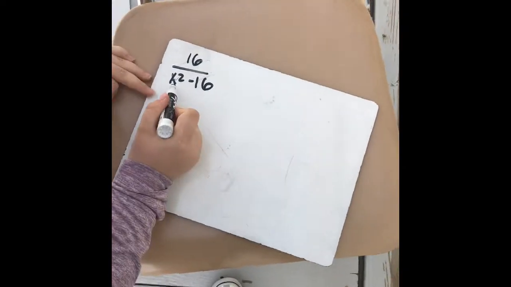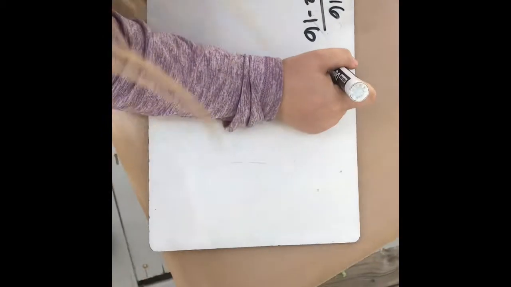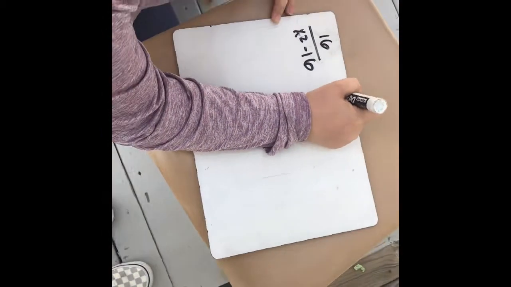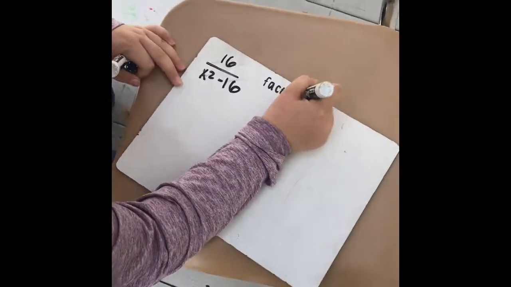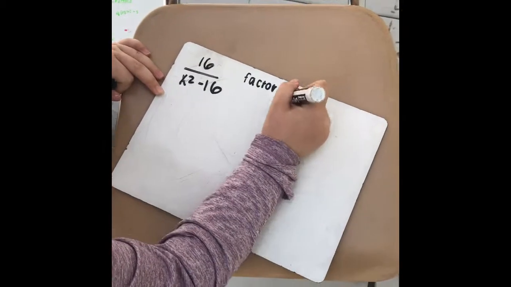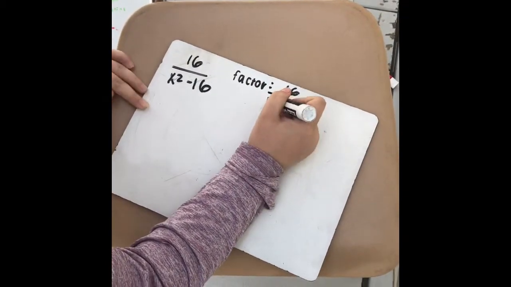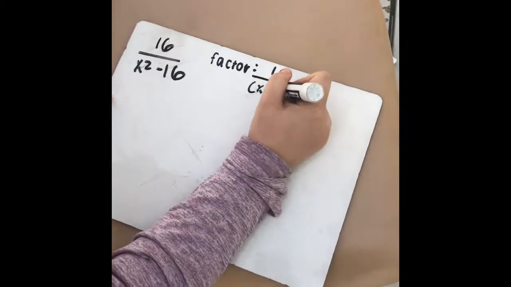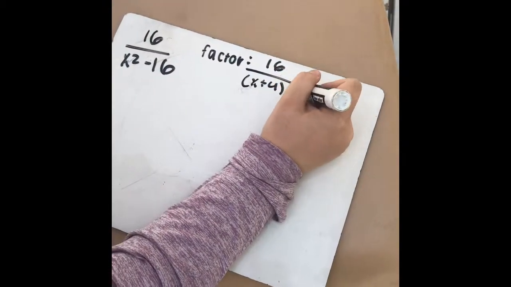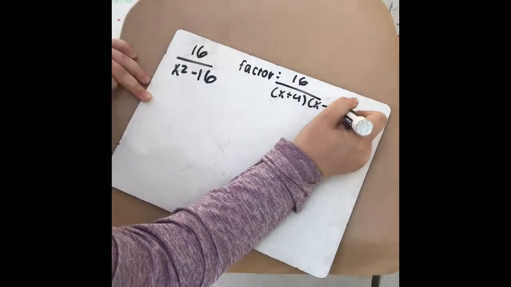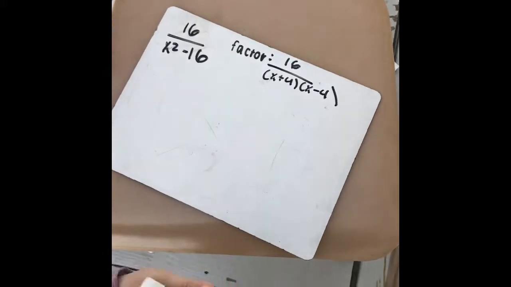Okay, so this is our first equation. So first what we're going to do is factor it out. The top is going to stay the same, the numerator, but the denominator we can factor into (x + 4)(x − 4). Okay, and stop it there.